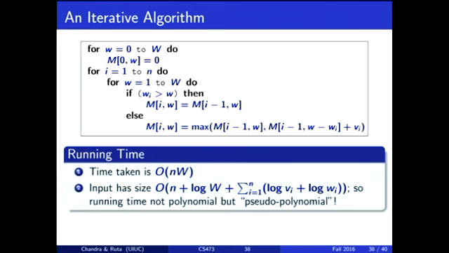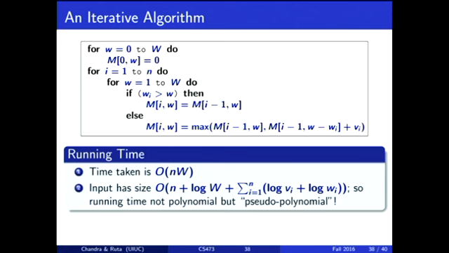N times W. Suppose my knapsack size is 3 billion, okay? The running time of this algorithm will be 3 billion, right? Not log of 3 billion, because I can write 3 billion very easily, right? It only takes roughly 10 digits, right? But the algorithm is going to take 3 billion times n. Okay, so when numbers are involved, you have to be very careful.